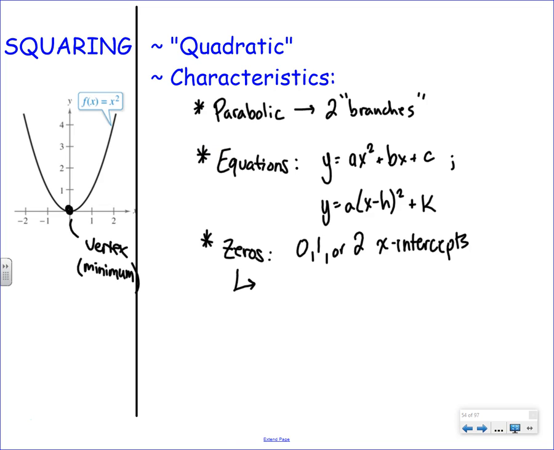With lines, it's just use algebra, solve, no big deal. Set it all equal to 0 and solve. But with quadratics, what do we have to be careful of when solving for zeros?